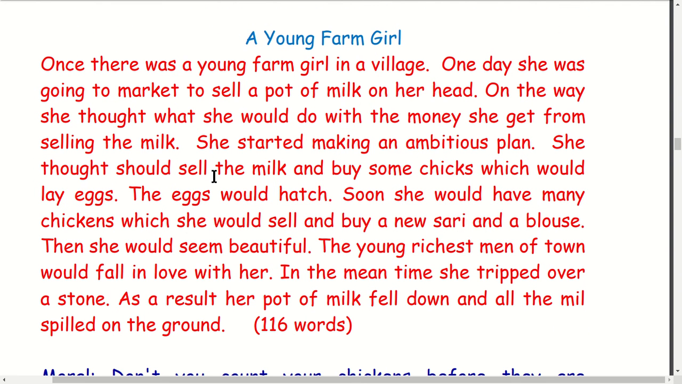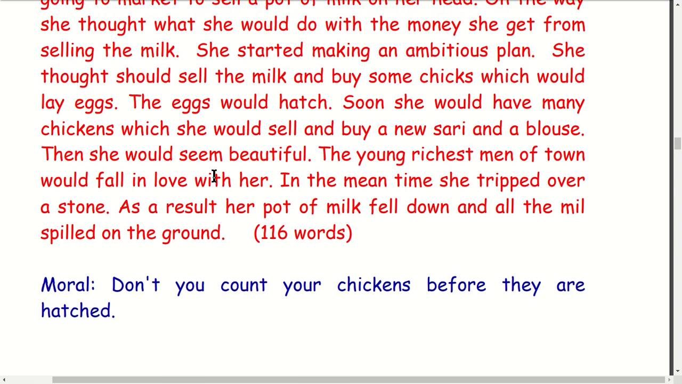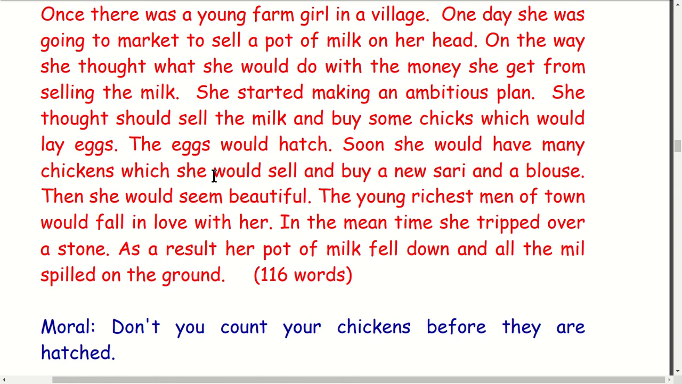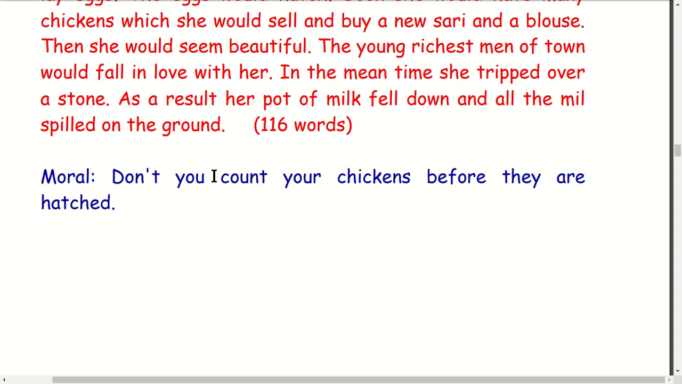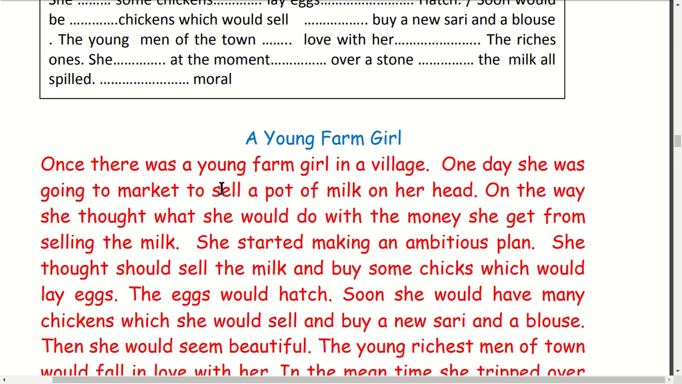Sometimes people make a high plan here, and sometimes they are shattered into pieces. So sometimes being over ambitious is not good in life. Being over ambitious is not so good here. This is the message, this is the moral, the message the story wants to convey to you.